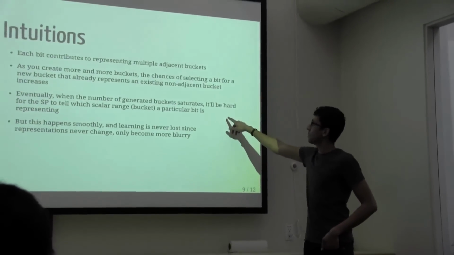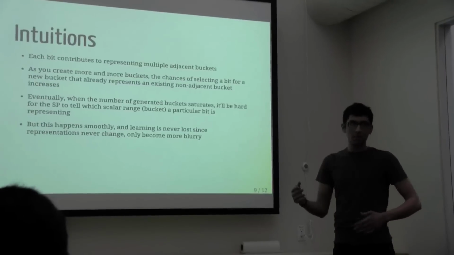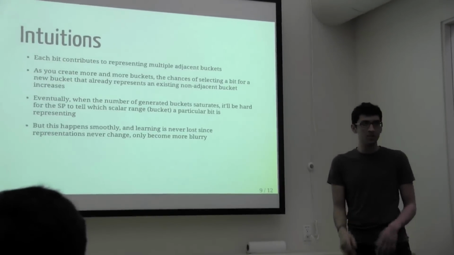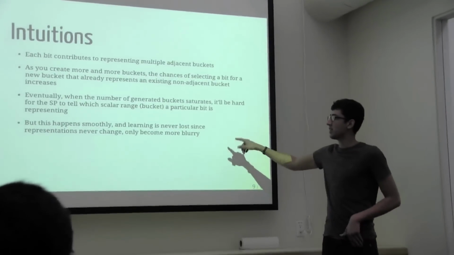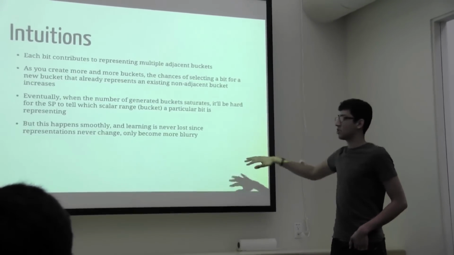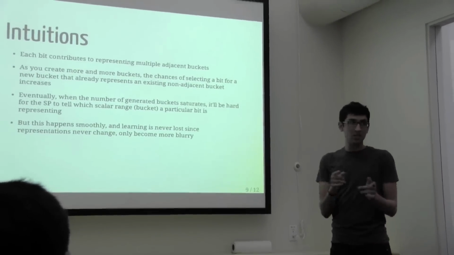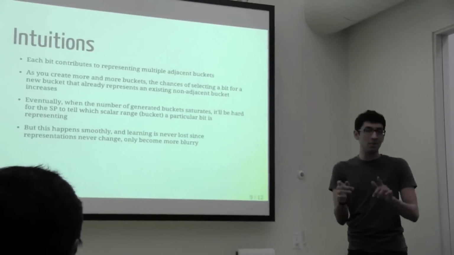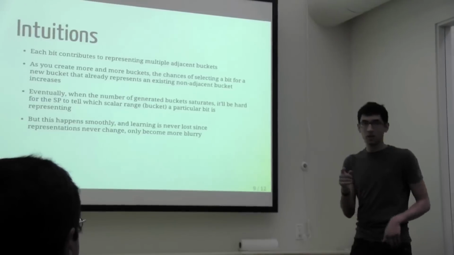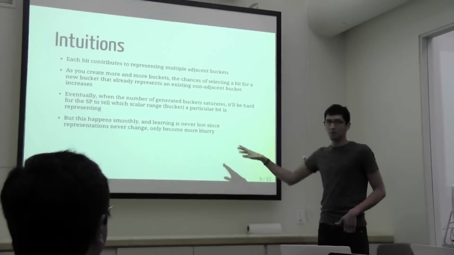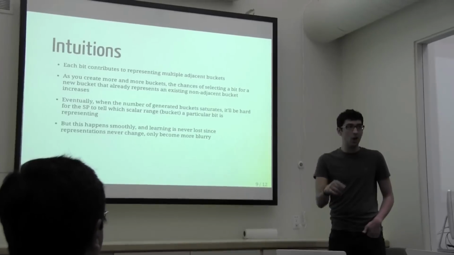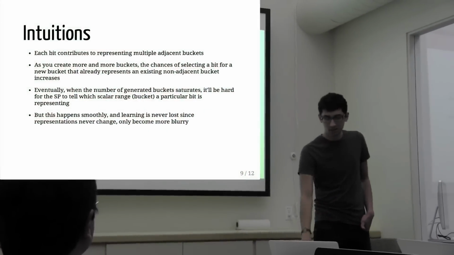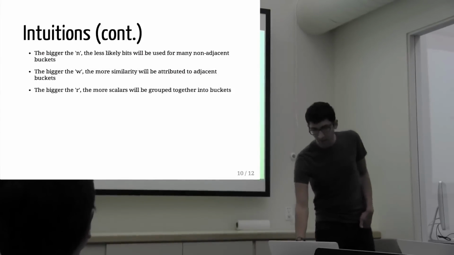So we talked about that. Pretty much the SP, as you get more and more buckets and you're saturating the bits, becomes harder and harder for the SP to tell the representations apart. But it happens progressively and smoothly, and learning is never disrupted, never lost, because the representations never change. The bits just end up representing more things than the original. They don't end up representing different things. That's the advantage. The representations become more blurry over time, but they never get lost. It happens smoothly and automatically, so it's kind of elegant in that way.